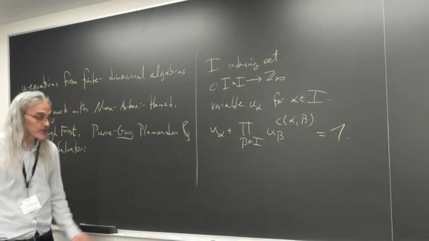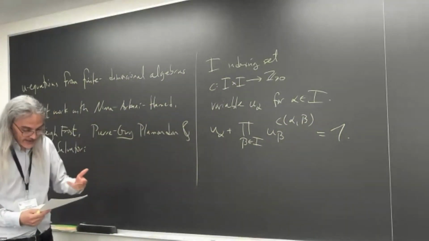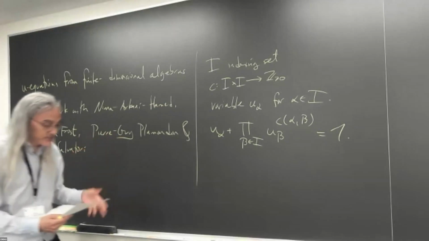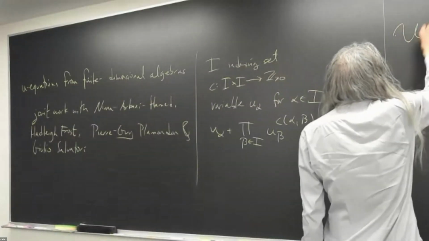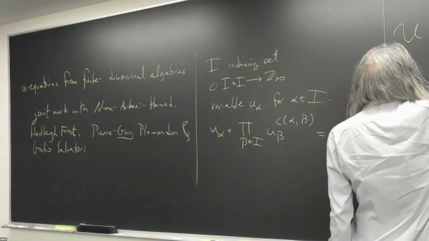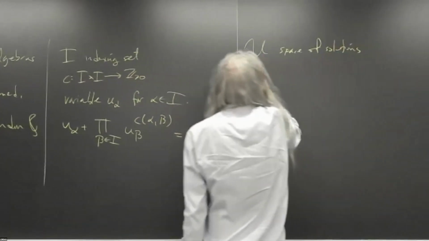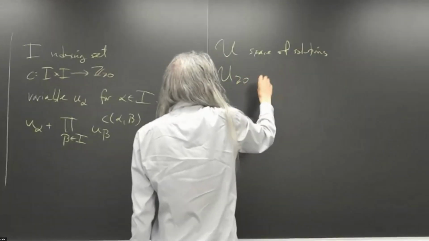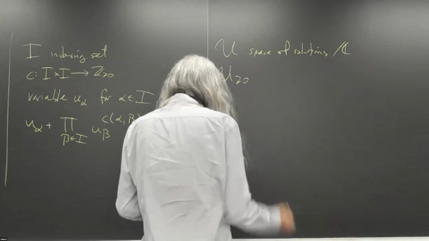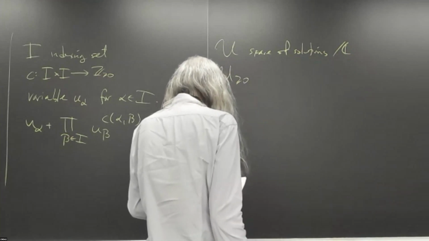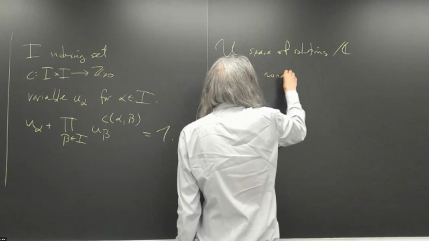And that's not the situation we're going to be interested in. We're going to be interested in a situation where we get families of solutions. So I'm going to write U for the space of solutions over complex numbers, and I'm going to write U greater than or equal to 0 for the non-negative real solutions.